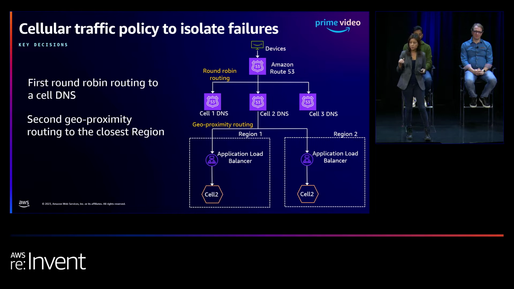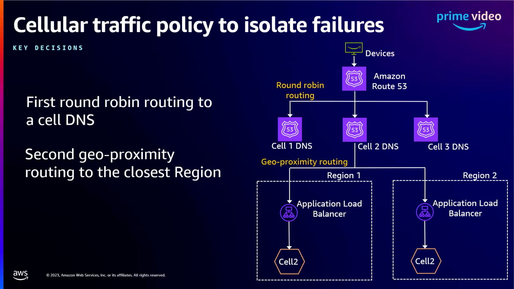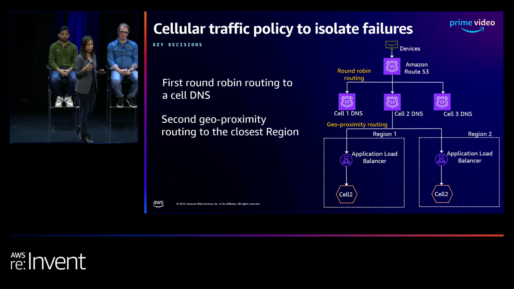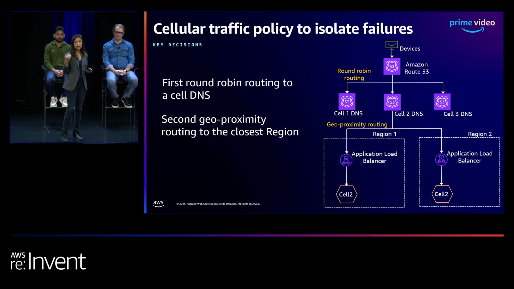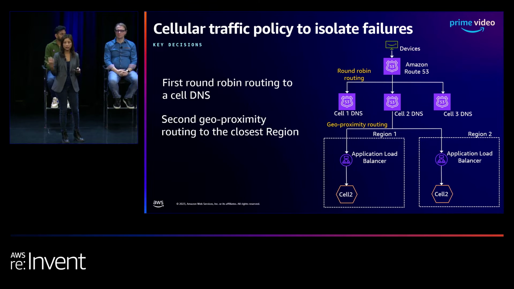So let's say the request comes into cell 2, and they had Route 53 DNS policies out there as well, which would do geo-proximity routing. And geo-proximity routing means it will route the request to the region that is closest to where the request came from. So let's say the request came from New York, it will route it to the closest region, in this case US East 1. And when it goes into a region, it hits the application load balancer and then to the corresponding cell behind it.